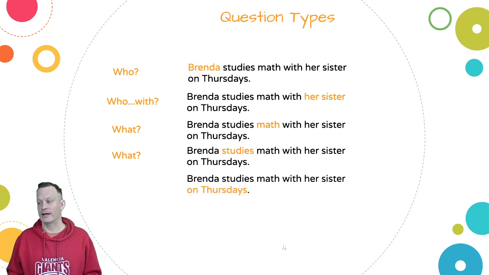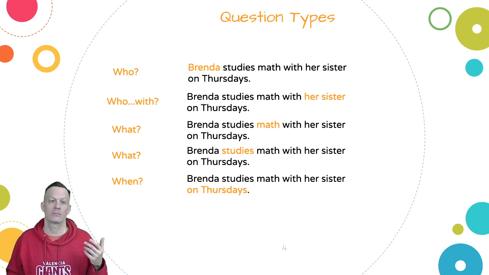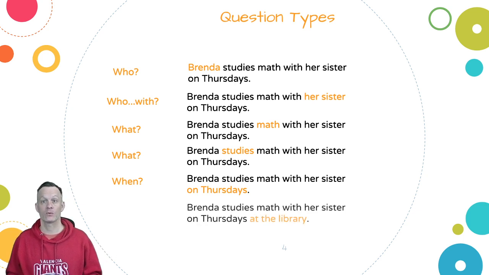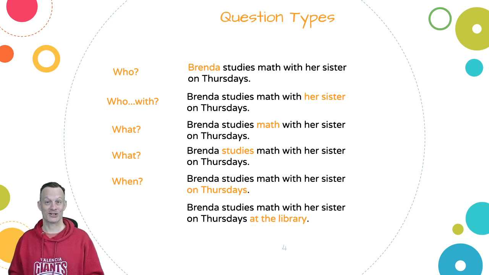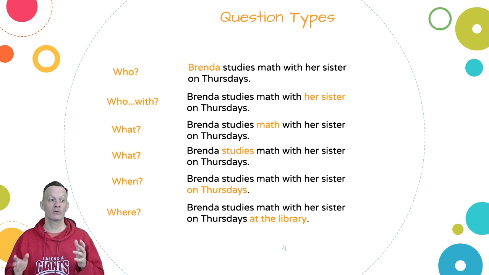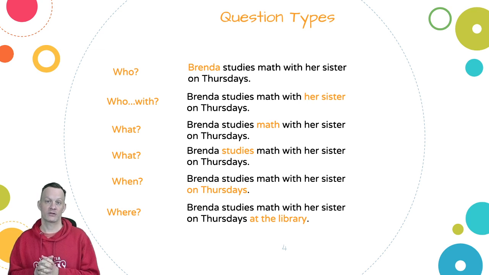We can also look at the time, on Thursdays. So when? When? And the answer to this question is, well, on Thursdays. We can also ask an additional question. We can add some more information to our sentence. At the library. Now we're talking about a location. And this is where. So here we are asking, where does Brenda study with her sister on Thursdays? Well, the answer is at the library.